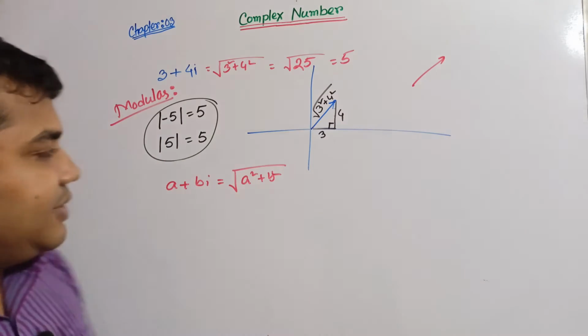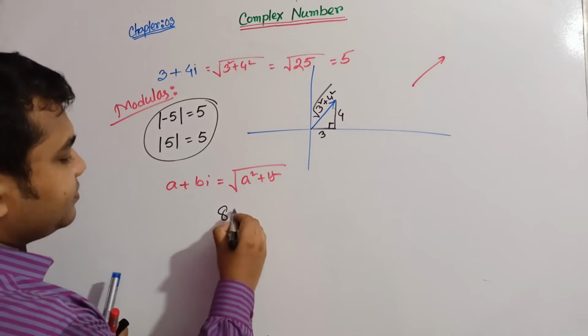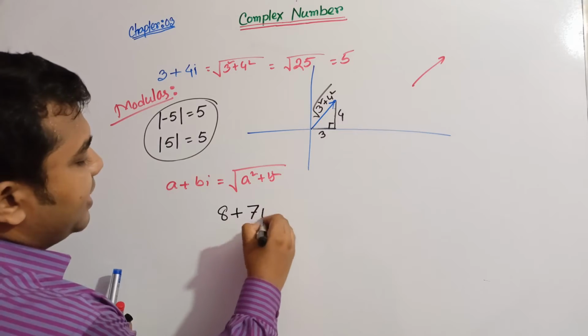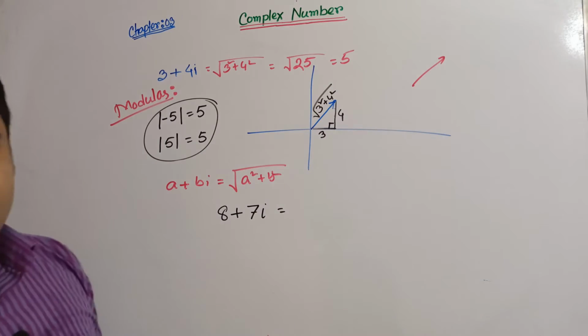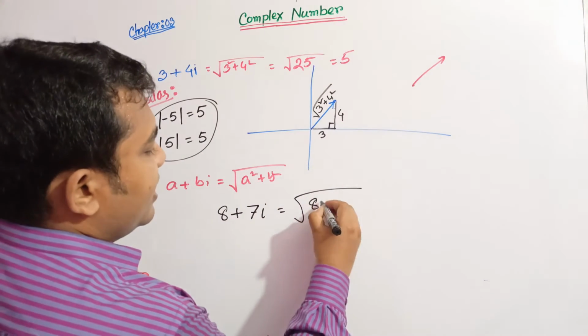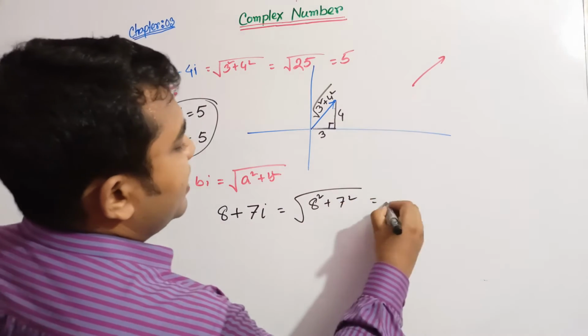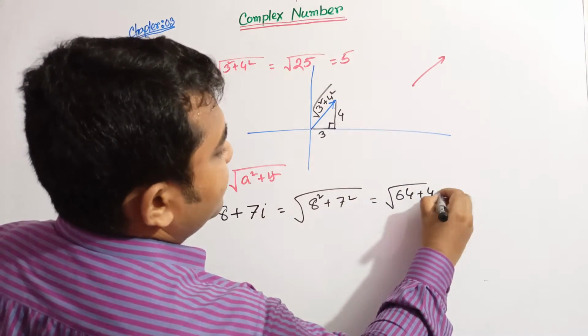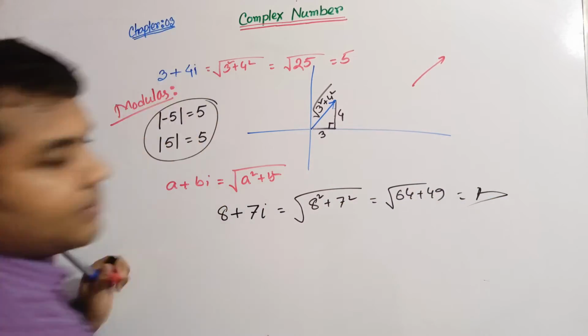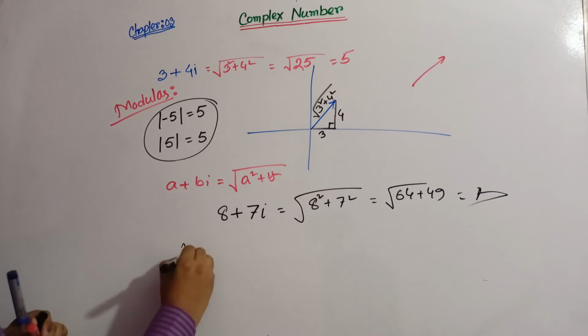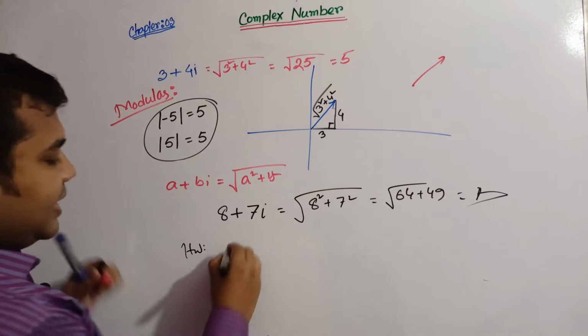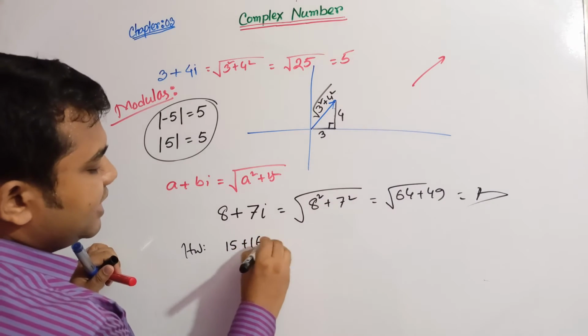So if I ask you what is the modulus of 8 plus 7i, do it. Very easy. Root over 8 square plus 7 square, 64 plus 49, you will get your answer after calculating. Now it's your homework: tell me 15 plus 16i equals what?